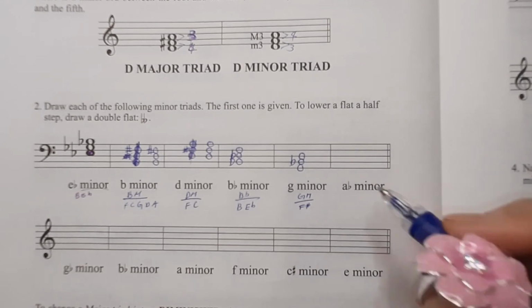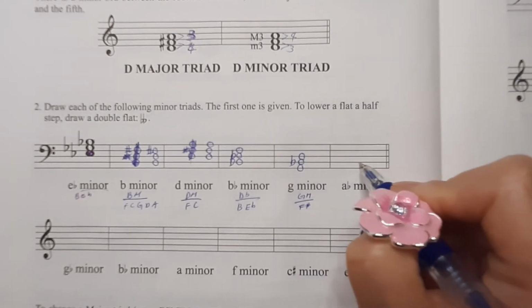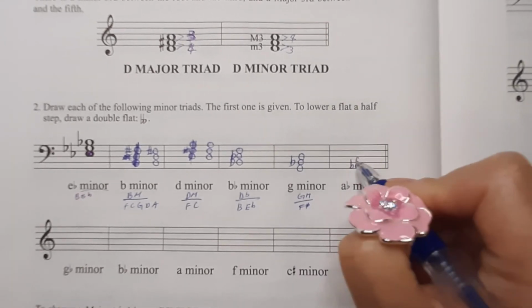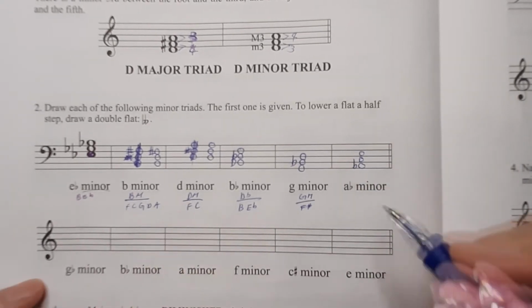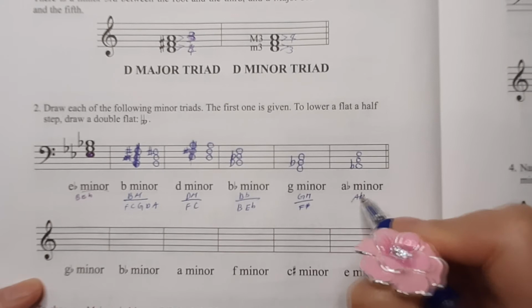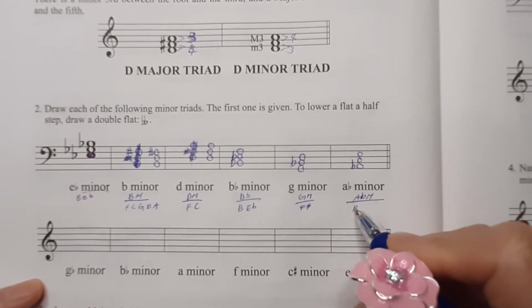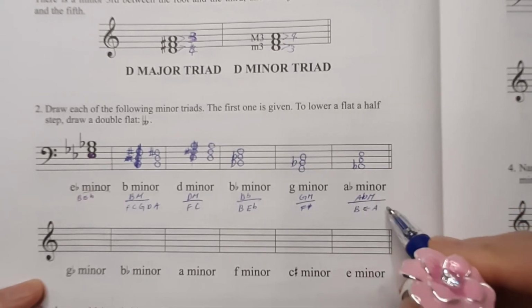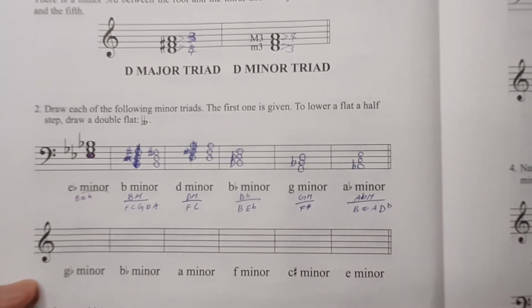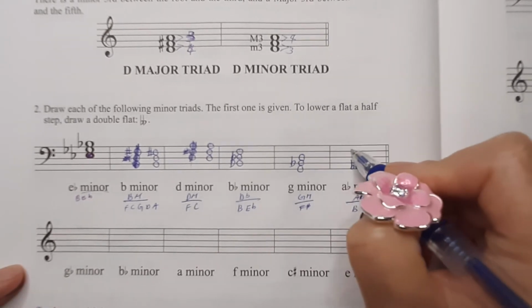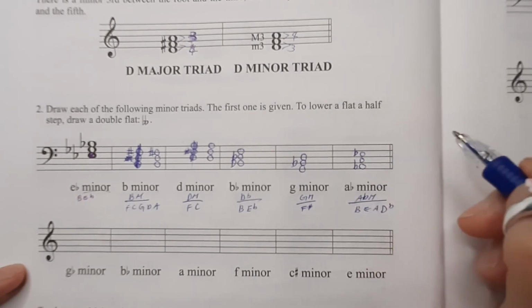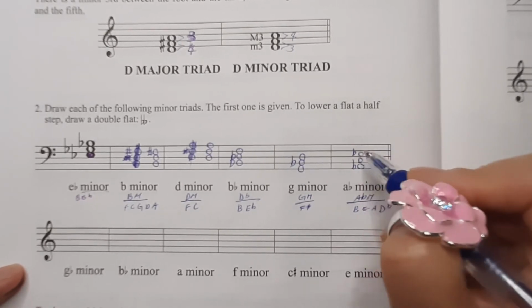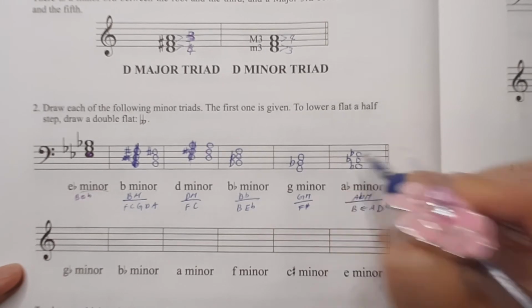Okay? Now A flat minor. So there's A flat, and you want to build a triad. And in the key of A flat major, we have flats, right? B, E, A, and one more, D flats. There's E flat. This is A flat major triad. How do you make it to the minor? Flat the third, the middle one.